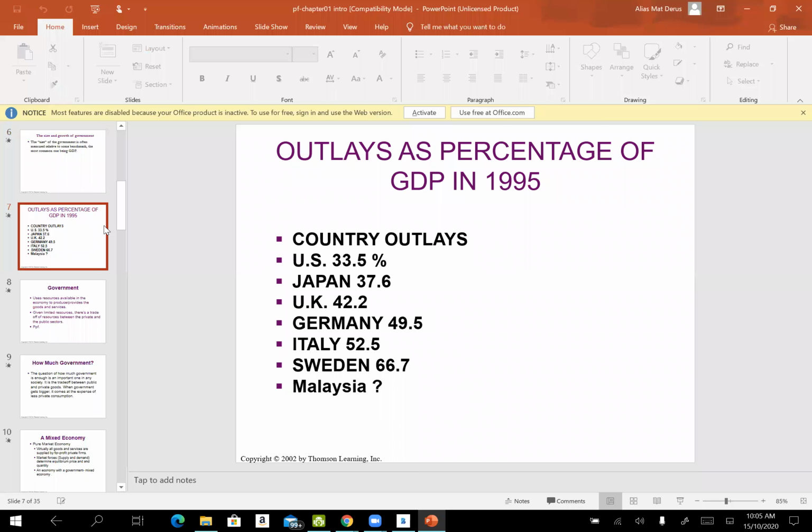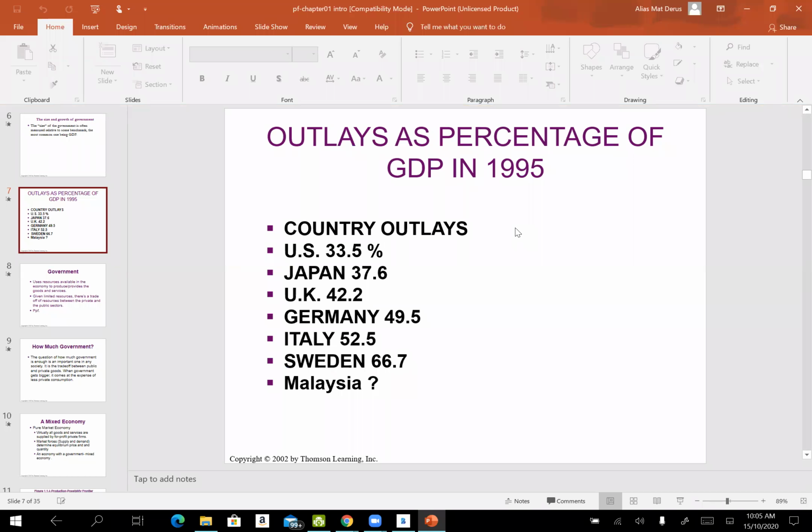Now, if you look at the size of the government for other countries, this is in 1995, of course, this is old data. You will see here some ratios or percentages, giving us a few countries. These are mostly developed countries. You'll see here Sweden about 67%, Germany about 50%, and Japan about 37.6%. So these are the relative sizes of developed countries' governments.